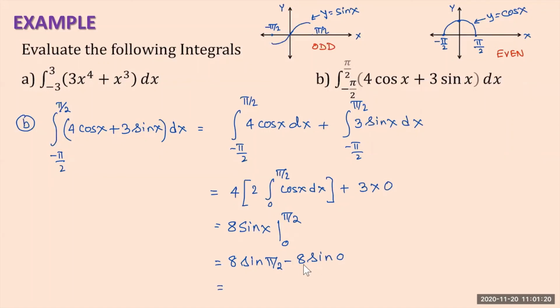Sine 0 is 0. 0 times 8 is 0. So we are subtracting a 0. Sine pi over 2 is 1. 1 times 8 is 8. 8 minus 0 is equal to 8. So that is the value of the definite integral given here in part B. And we used the symmetric property to evaluate this definite integral.